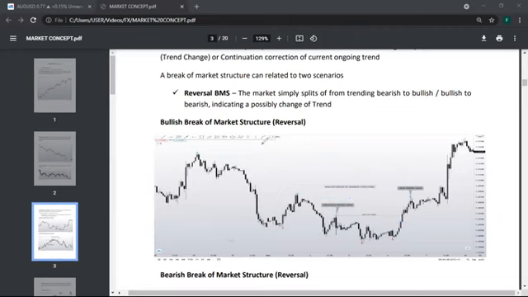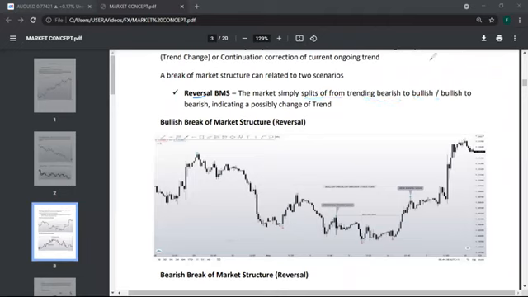Now, how do we identify or how do we spot a reversal break of market structure? Now, obviously, this is a bearish trend. We know that the market is bearish because it's been creating and breaking previous lows, right? These are the lows. Now, unfortunately, it gets a bit interesting because we said that the market splits off from trending bearish to bullish. All right. Now, how does it split?